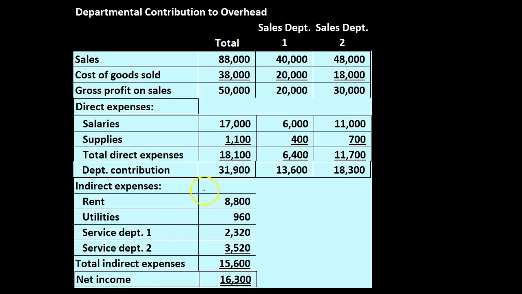And then we're going to have the net income. We calculated the net income just on the totals here and not on the allocated amounts. So we're just showing the net income on the totals. We're emphasizing here the department contribution in this case, in this format.